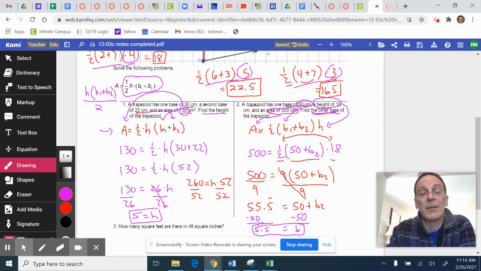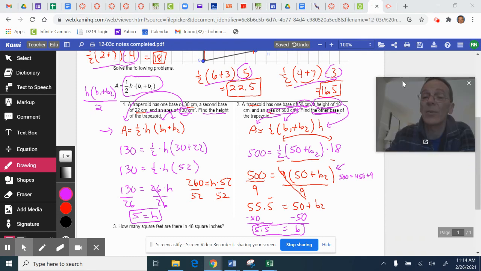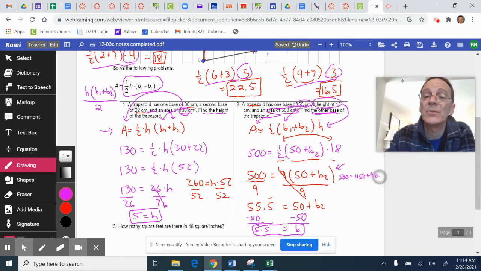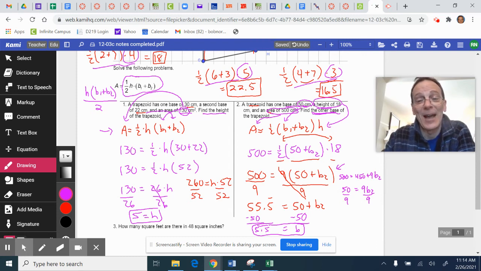Now, again, I suspect a lot of students are going to want to distribute at this point right here, and that would be fine. If you distributed, you'd get 500 on the left is equal to 450 plus 9 times B2. Subtract 450 from both sides. 50 is equal to 9 times B2. And then, see, you're going to end up dividing by 9 anyway, right? I divided by 9 at the beginning. If you distribute, you're just going to end up dividing by 9 in the end anyway. And so the distributing was really kind of an extra step.